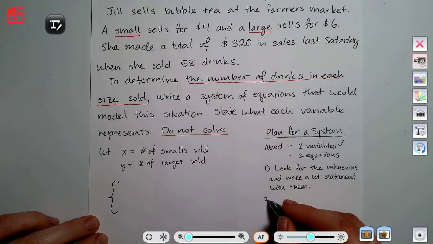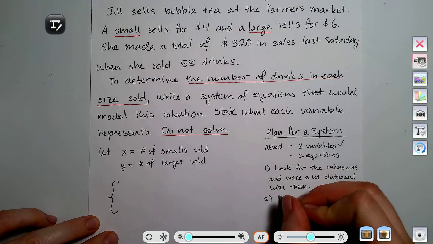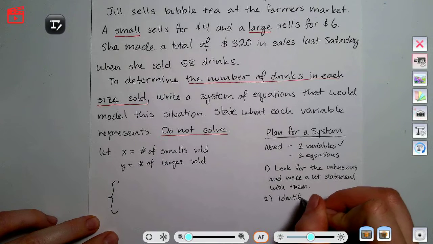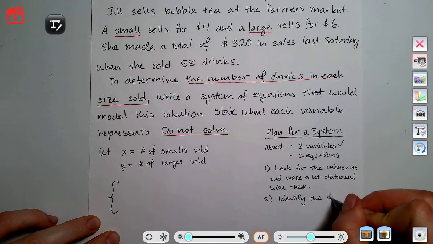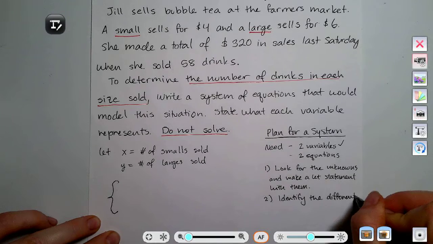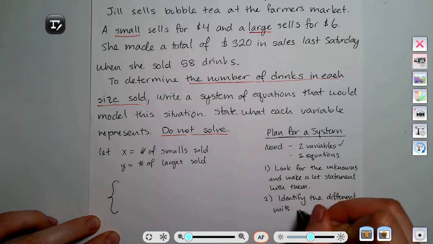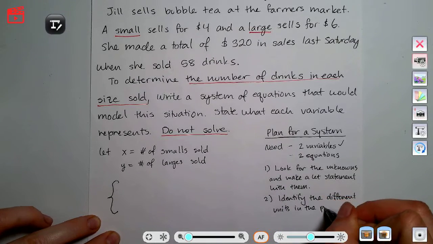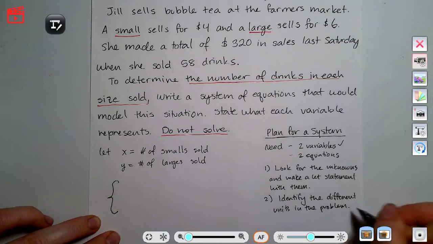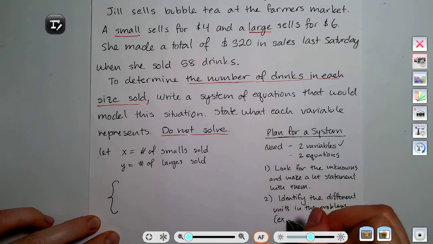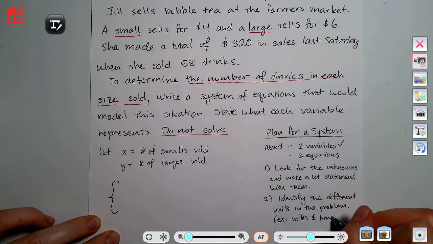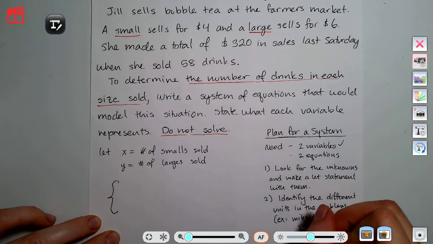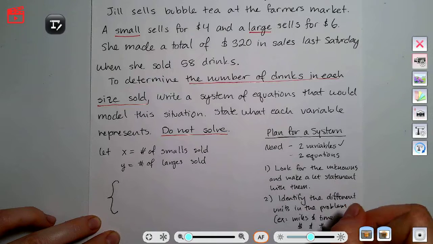So the second step, we're going to identify the different units in the problem. So what do I mean by units? Well, for example, you might have miles and time. Or you might have dollars and quantity. So dollars and number of items.